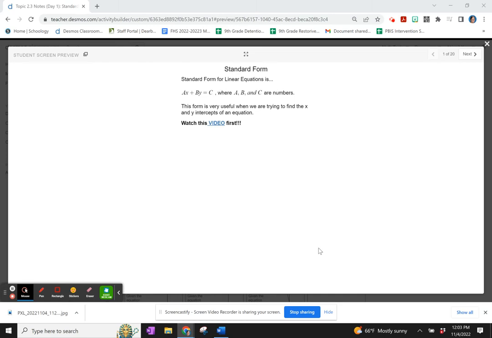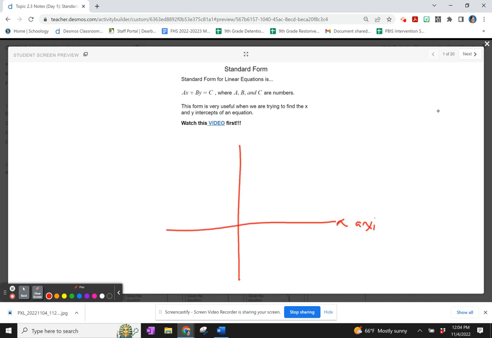In this video, we are going to go over the standard form notes on Desmos. Standard form is just ax plus by equals c, where a, b, and c are just numbers. The reason why we use standard form is to solve for the x-intercept and the y-intercept. It's really important to note that on the x-axis, for every single number you choose, the y will be 0. Doesn't matter if you go left or right, the y will always be 0.